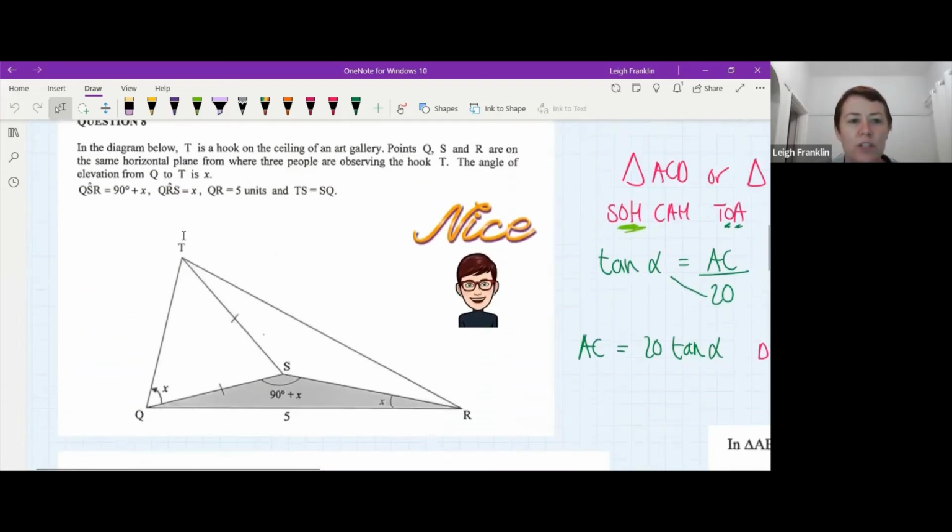If you have a look at all of these, let's just read this information. T is a hook on the ceiling of an art gallery. Points Q, S, and R are on the same horizontal plane from where three people are observing the hook at T. The angle of elevation from Q to T is X. QSR is 90 plus X, that's this angle over here. QRS is X, that's this angle over there. QR is 5 units, that's this line over here. And TS equals SQ. If you have a look at all of these triangles, are any of them right angled?